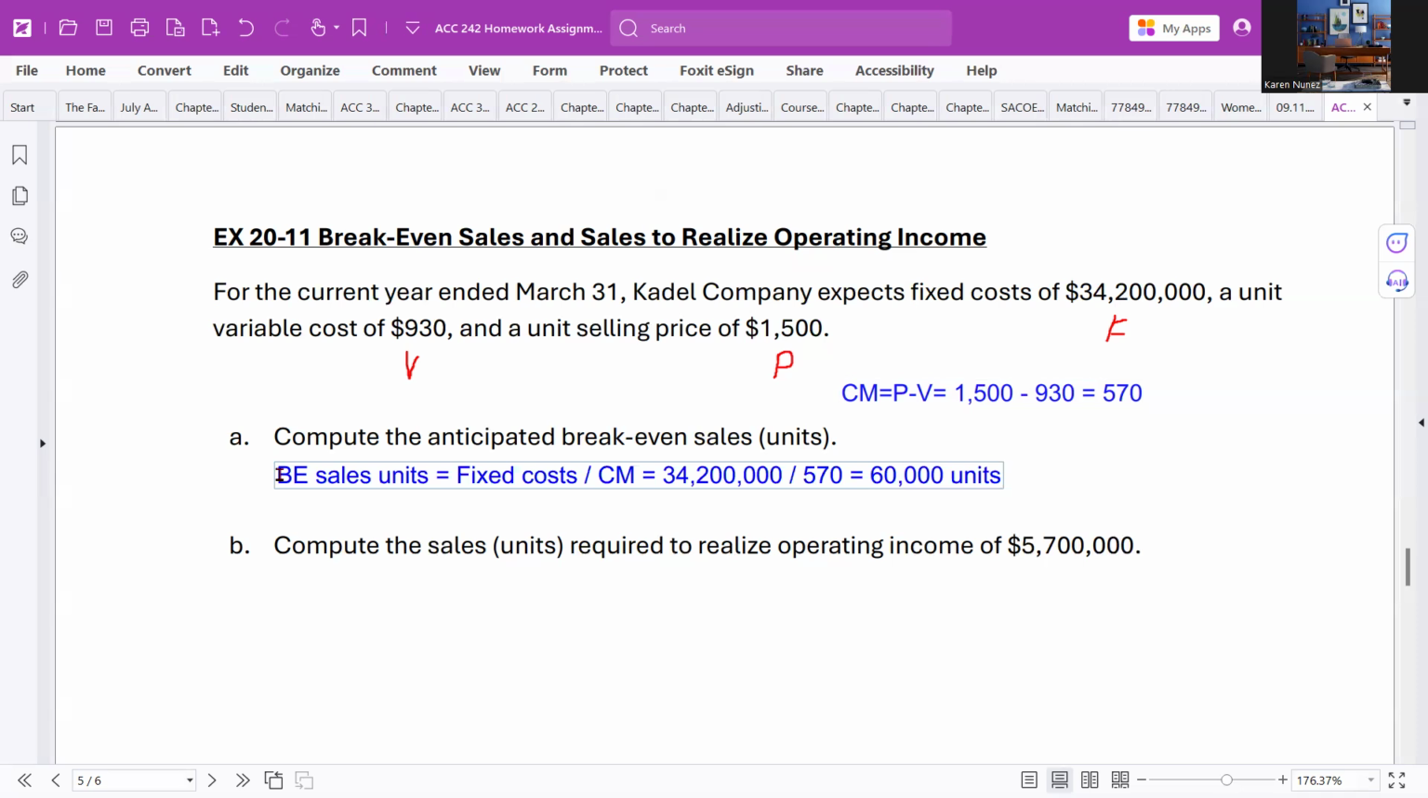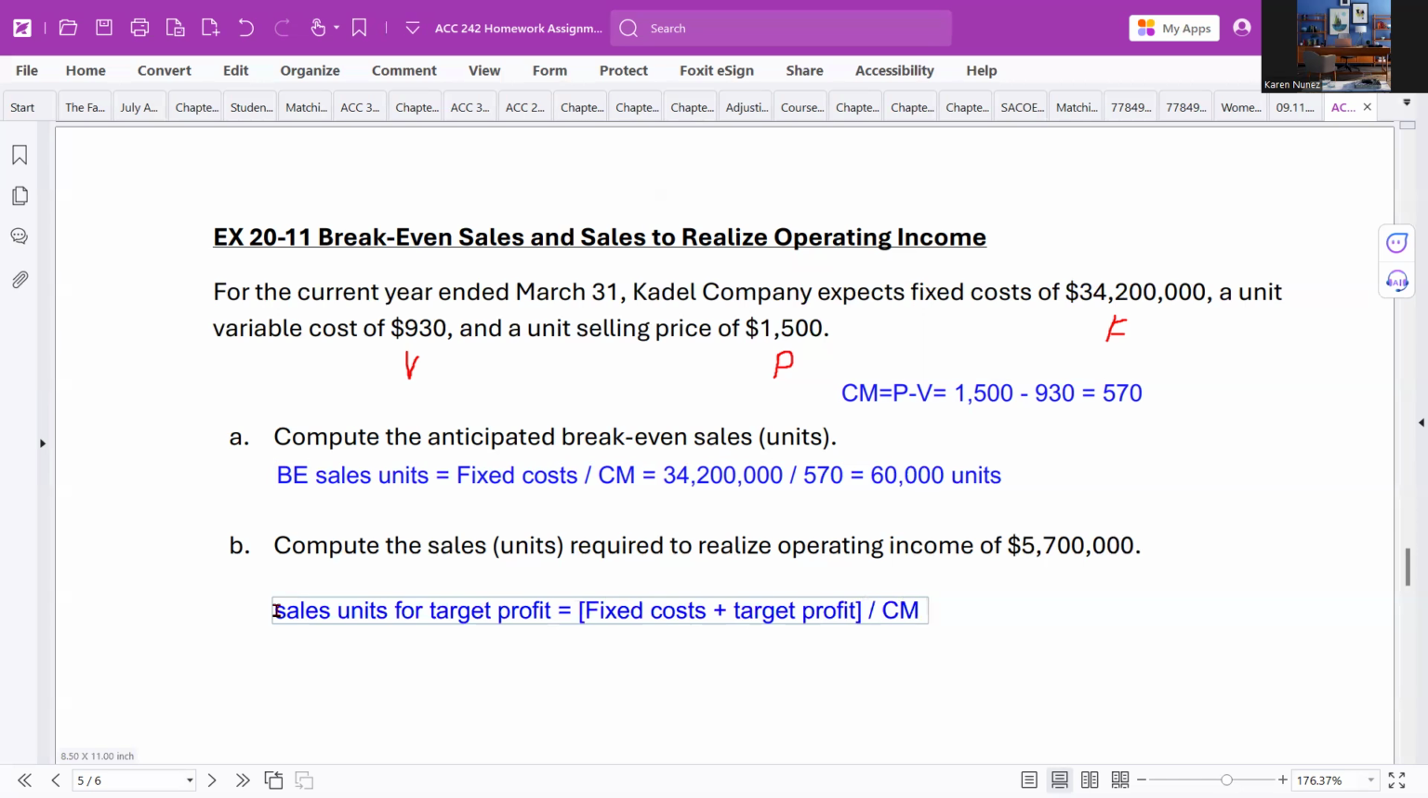But again, some companies don't want to break even. They want to go beyond break even. They want to generate a target profit. So sales units for target profit: we modify that break even calculation. Now we want those fixed costs plus the target profit, and we want to divide by that unit contribution margin again.